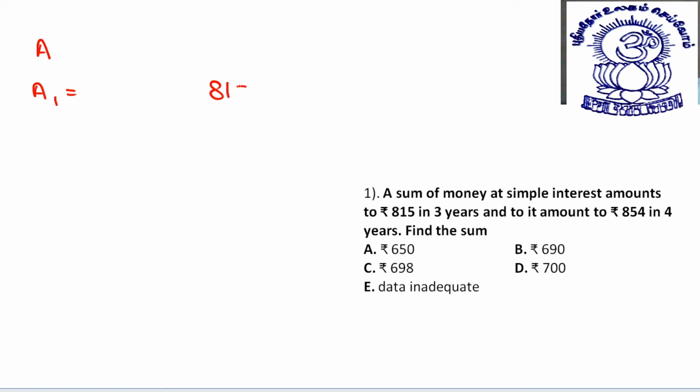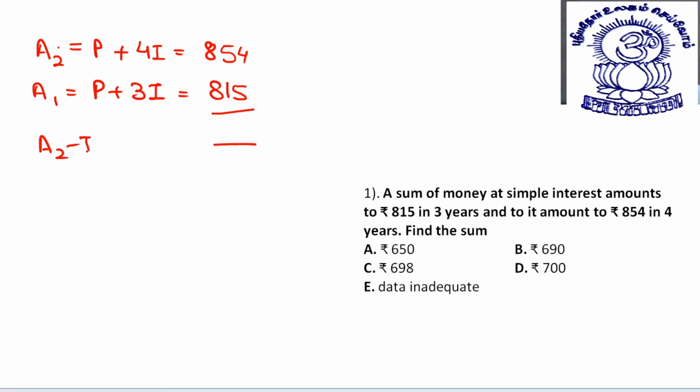This 815 is equal to principal plus 3 times the interest. The amount in the second case is principal plus 4 times the interest, and it amounts to 854 in 4 years. So I can say A2 minus A1 is I. P and P cancel, and the 3i and 4i leave I. This will be 854 minus 815, that is 54 minus 15, which is equal to 39. So interest is equal to 39.